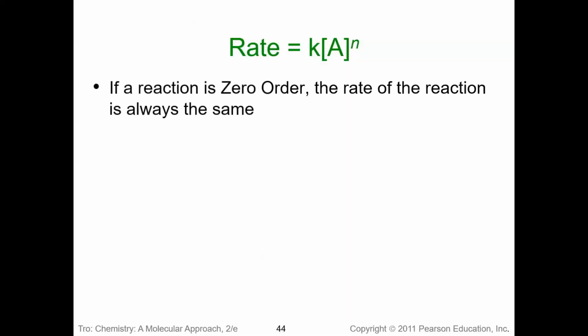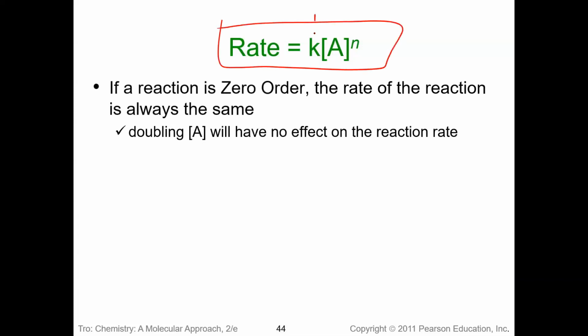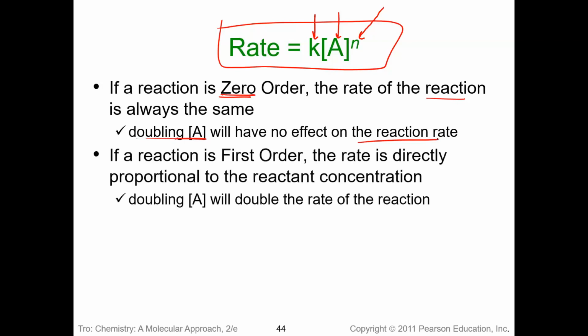So here's our rate law right here. There's our rate constant. That's the concentration of our reactant, and that's the order of our reaction. If a reaction is zero order, the rate of the reaction is always the same. So when we double A, nothing happens to the rate. In a first order reaction, it's directly proportional. So if we double A, we double the rate. If we triple A, we triple the rate. So it's directly proportional. Whatever happens to A also is reflected in the rate of the reaction.